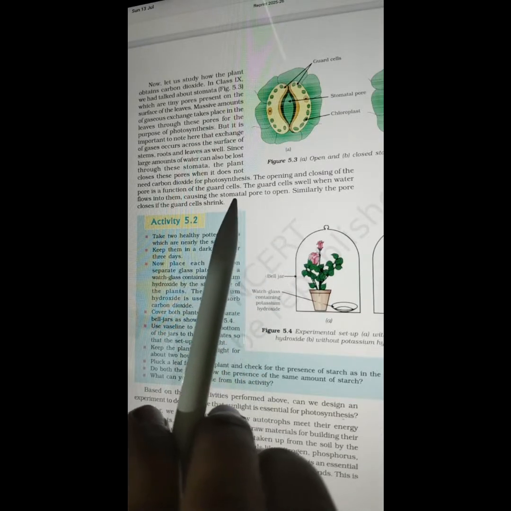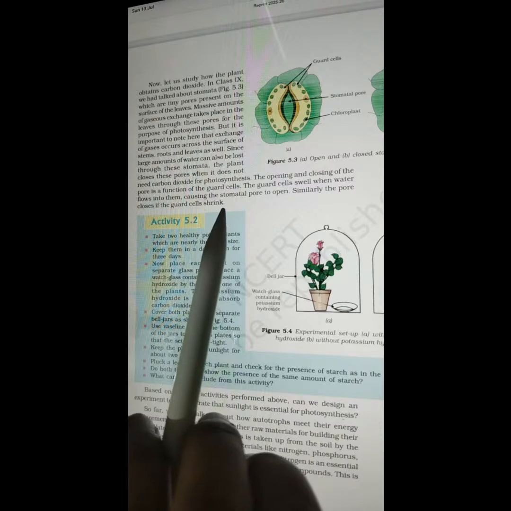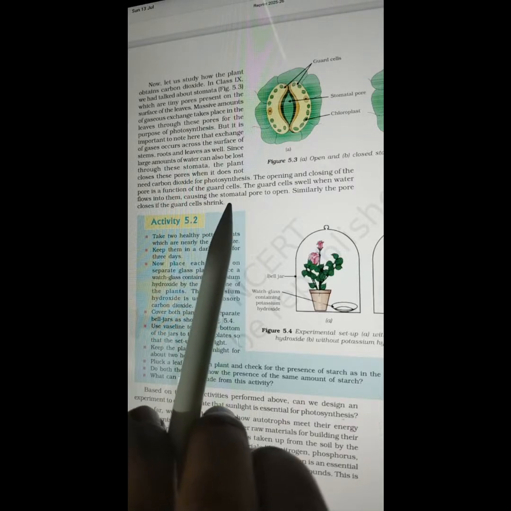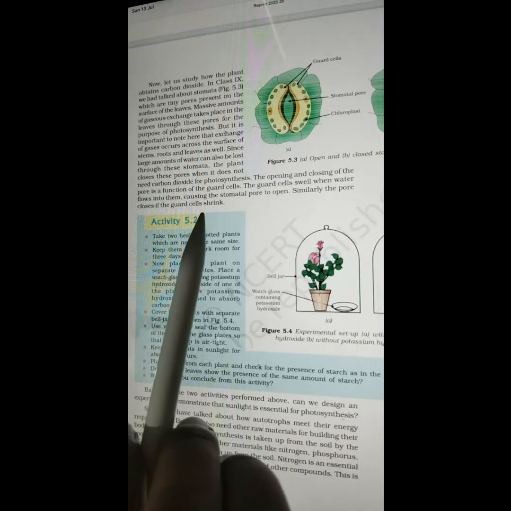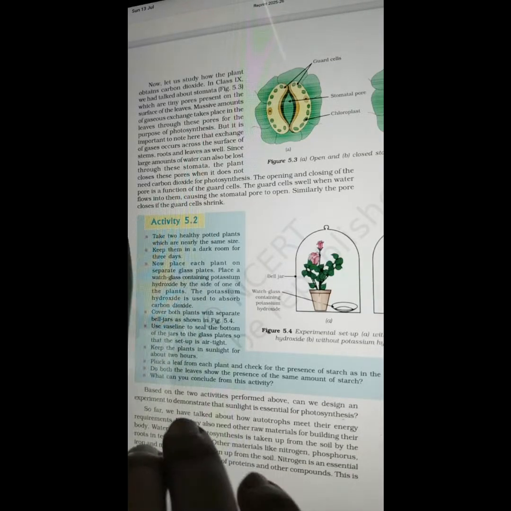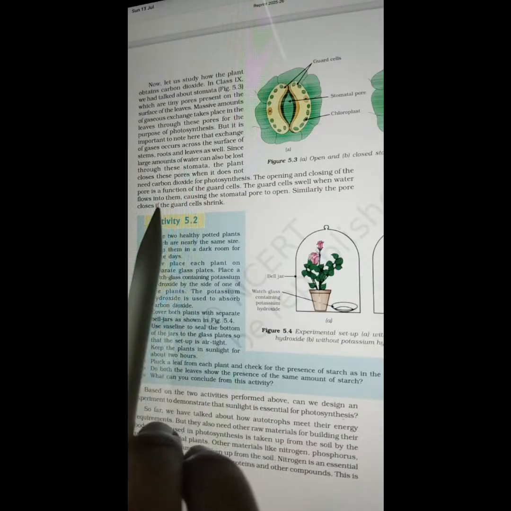So in this case, because the water is going inside, we can use the word endosmosis also. Similarly, the pore closes if the guard cell shrinks. So whenever there's a movement of solvent outside, it is exosmosis.